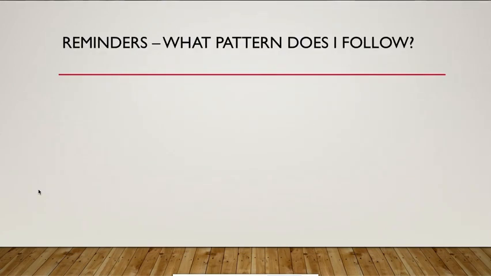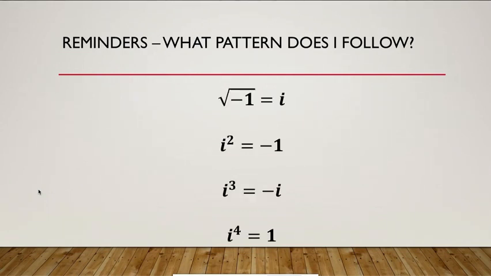So a couple of reminders in terms of the pattern that i follows. You already have this in your notes if you watched the other videos, but we all know that the square root of -1 is by definition equal to i. That is an identity. That is always the case. That doesn't change. That i squared then can be simplified to be -1, i to the third as -i, and i to the fourth as 1. So we're really going to focus on this i squared equal to -1 portion for today, because that's what we use when we are multiplying complex numbers and end up with an i squared in the answer.